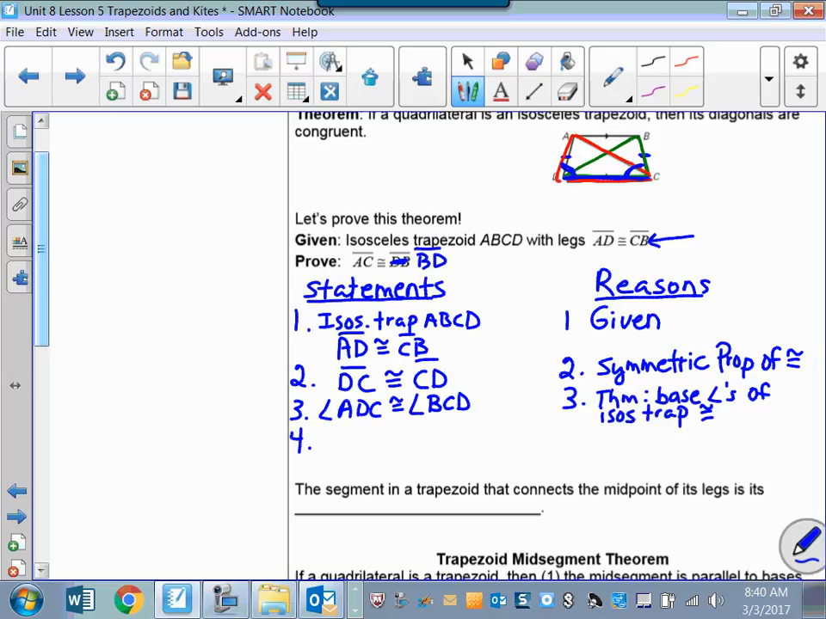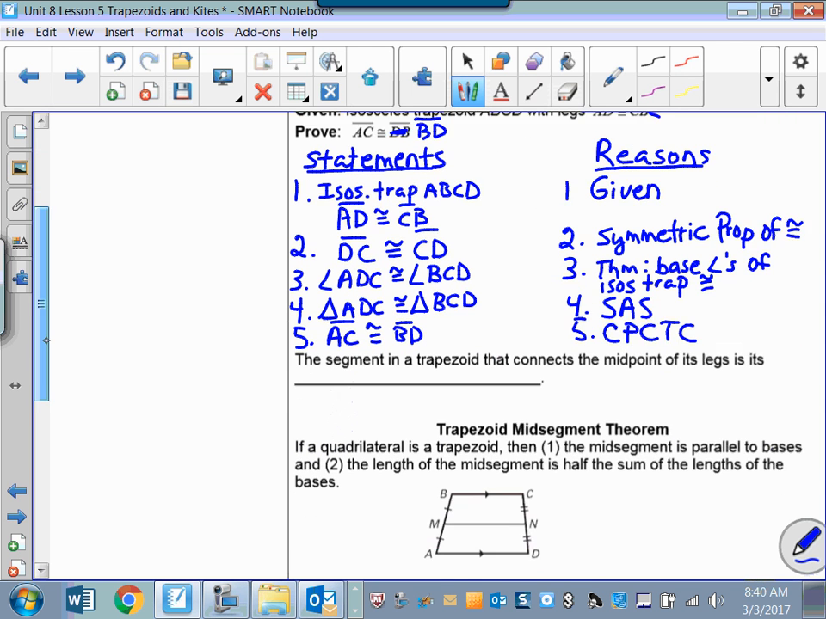I have congruence now, right? I've got side angle side, side angle side. So triangle ADC is congruent to triangle BCD. That's side angle side. And then finally, I'm going to say my diagonals are congruent because they're corresponding parts of those congruent triangles. So AC is congruent to BD. Corresponding parts of congruent triangles are congruent. Alrighty, so there we have proved our theorem.